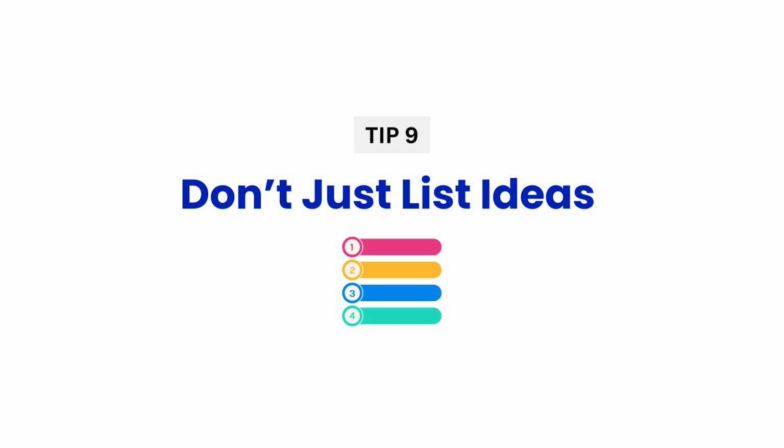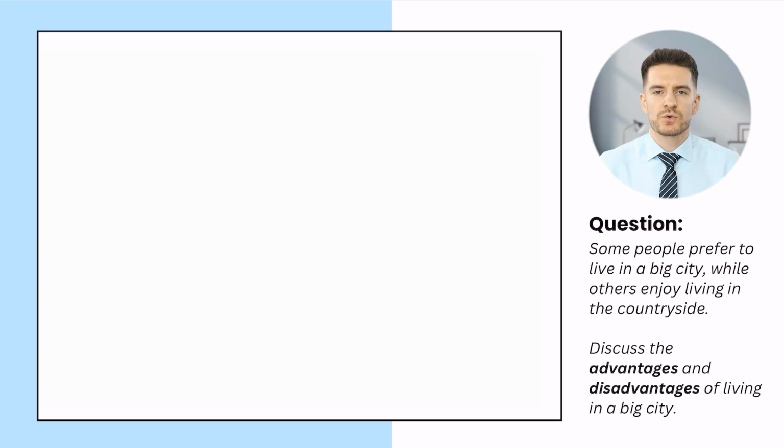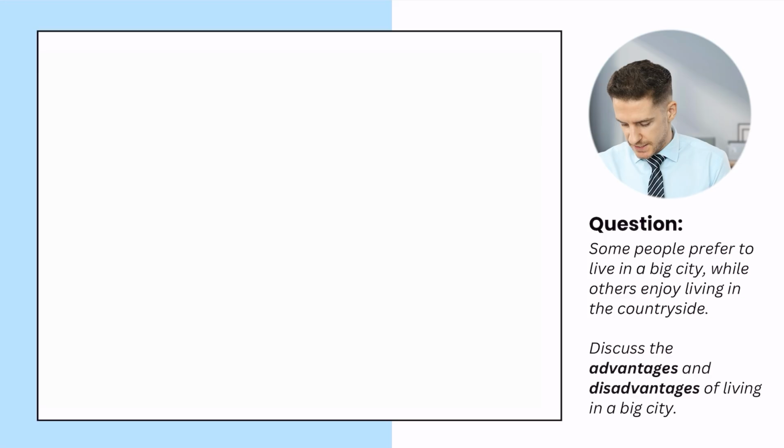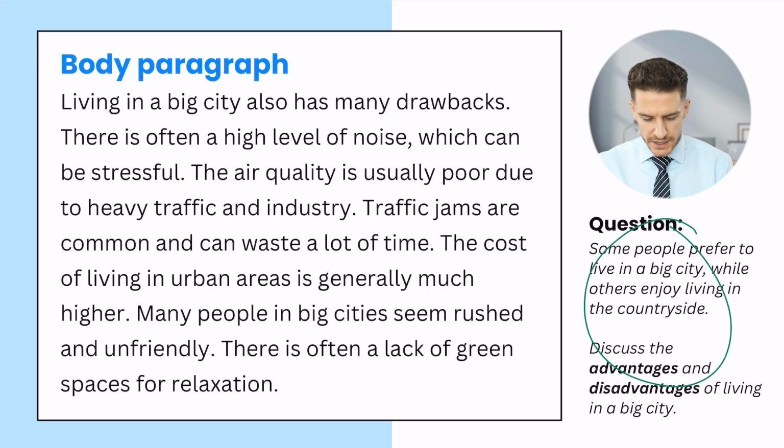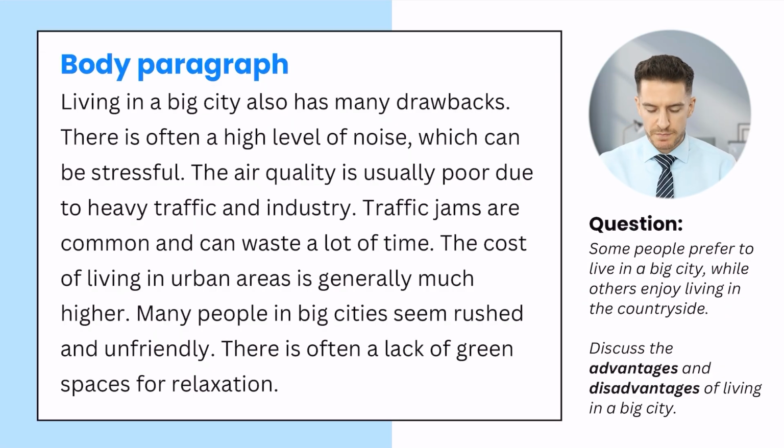Tip 9, don't just list ideas. So we've had a look at this question already, which you can see in the corner here, the bottom right-hand corner. So let's have a look at a body paragraph which a student has written. Have a look at the first sentence. It says, living in a big city has many drawbacks. Well, that's fine. There's nothing wrong with that. That's just the topic sentence. But if you keep reading, that's when you start to see the problem.